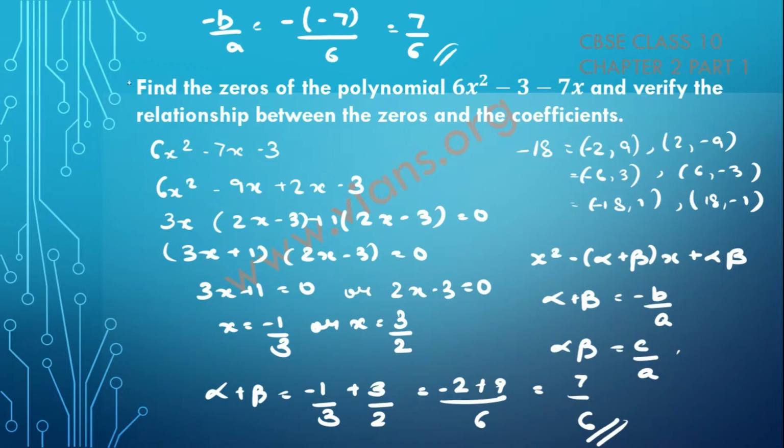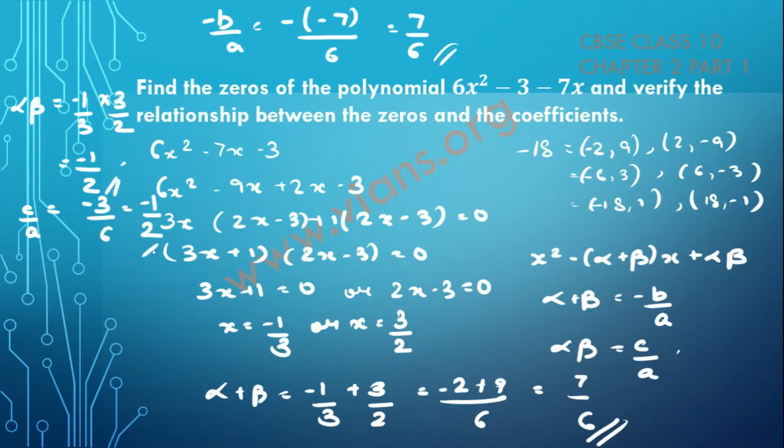If I had to do this for alpha beta, that would be alpha beta is equal to minus 1 by 3 into 3 by 2, which is nothing but minus 1 by 2, and c by a is equal to minus 3 by 6, that's going to be minus 1 by 2. Right? So if you see, this number is the same as this number, and therefore you've proven the relationship between the zeros and the coefficients.